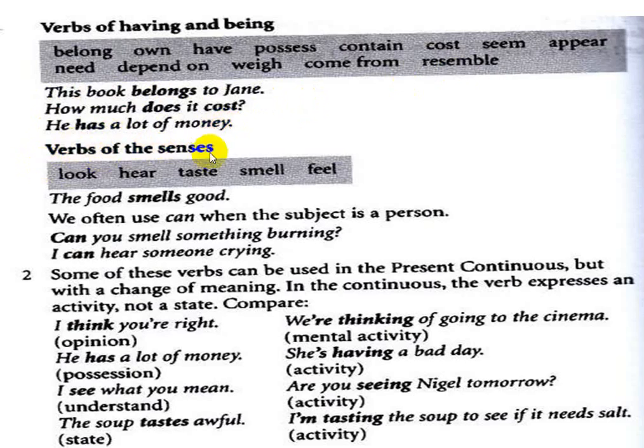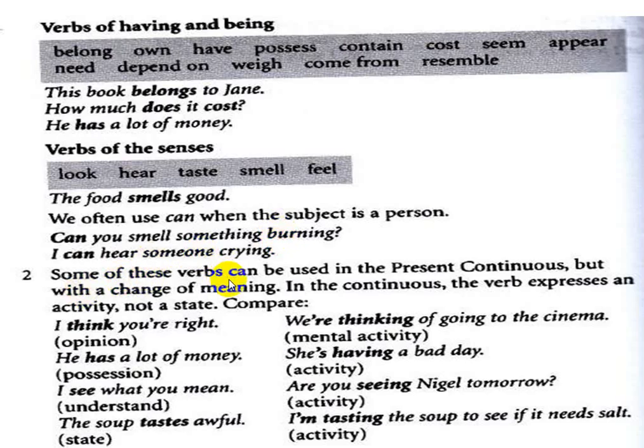Verbs of the senses. Look, hear, taste, smell, feel. For example, the food smells good. We often use can when the subject is a person. Can you smell something burning? I can hear someone crying. So all these verbs that we discussed are state verbs.